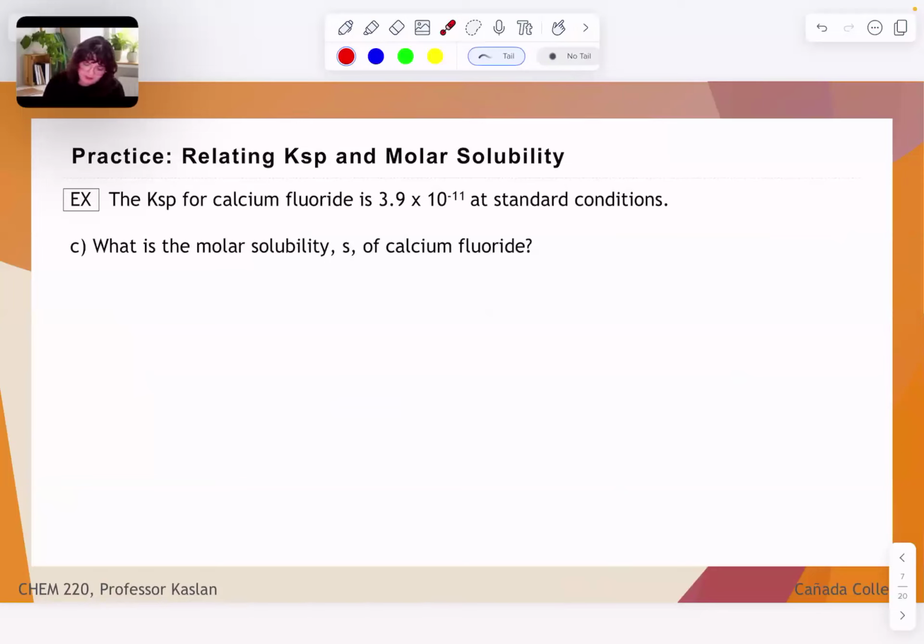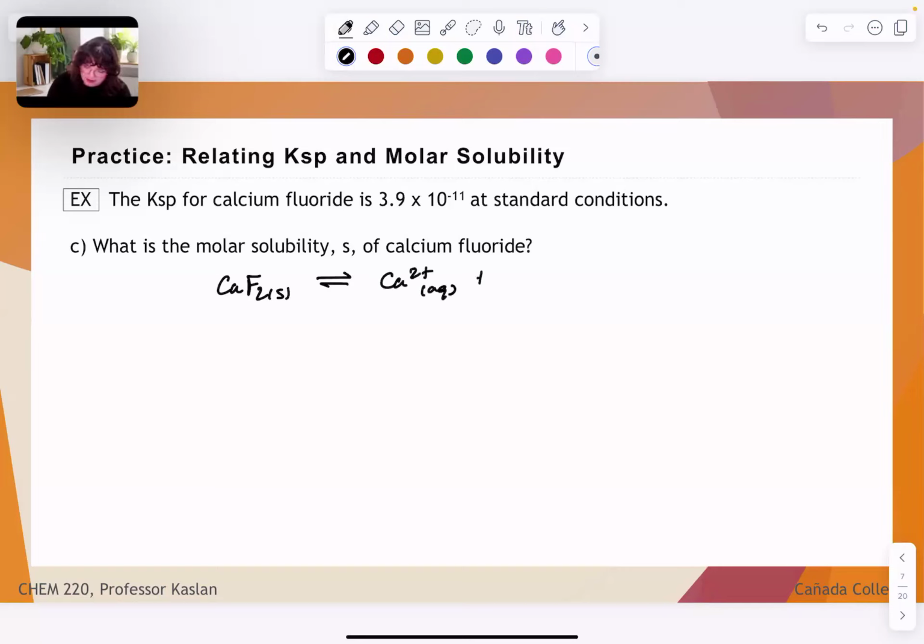So part C, what is the molar solubility S of calcium fluoride? So I'm going to rewrite some of the information that I had from the prior page. CaF2 solid in a dissociation equilibrium because it's in a saturated solution that contains dissolved calcium ions and dissolved fluoride ions in a 1:1 and 2:1 ratio, respectively. And we have our KSP value for this dissociation equilibrium being equal to 3.9 times 10 to the negative 11.